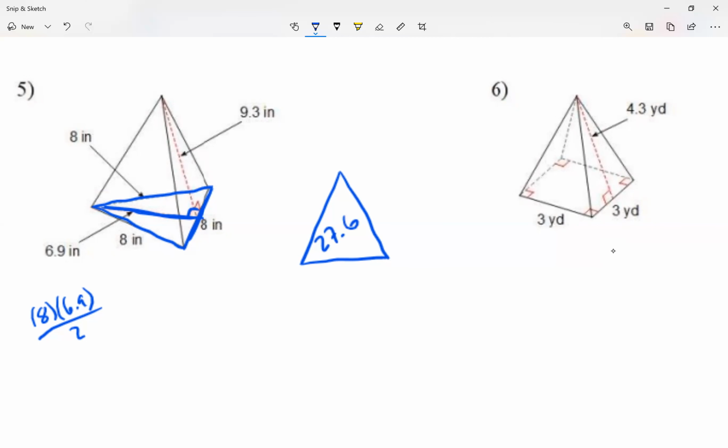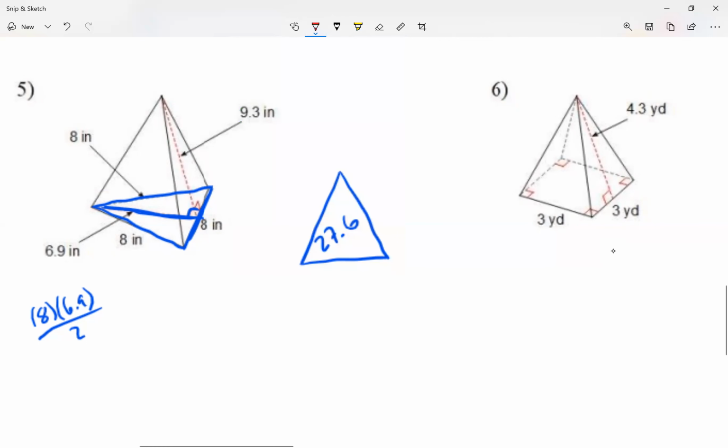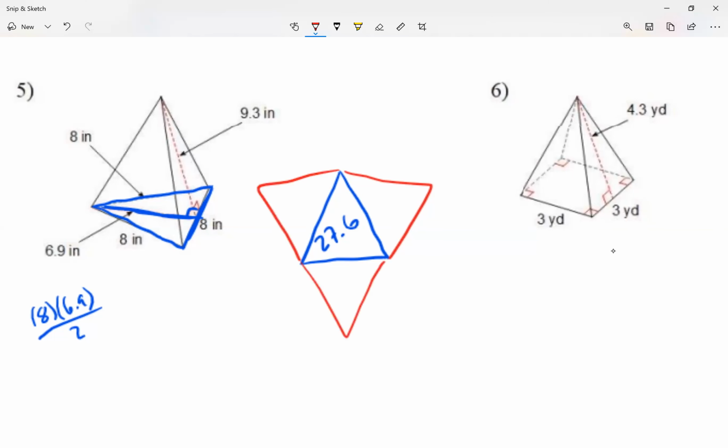Now for pyramids, every side on the base is going to have a triangle. Now, because this thing has 3 sides, I'm going to have 3 triangles. Let me point them out over here. Those are my 3 triangles. And for the area of each, because each side of my base is the same, all my triangles are going to be the same.